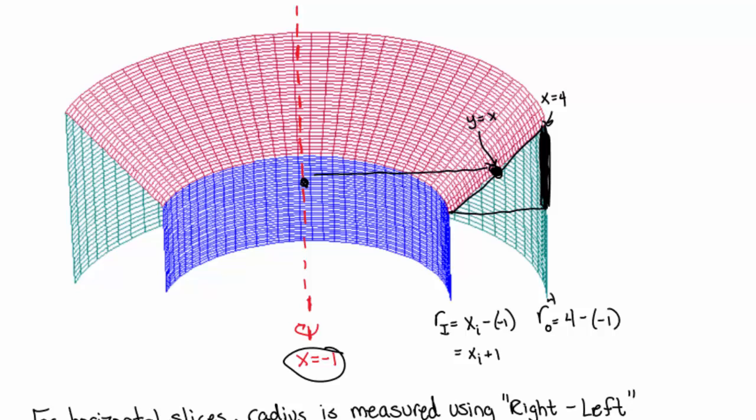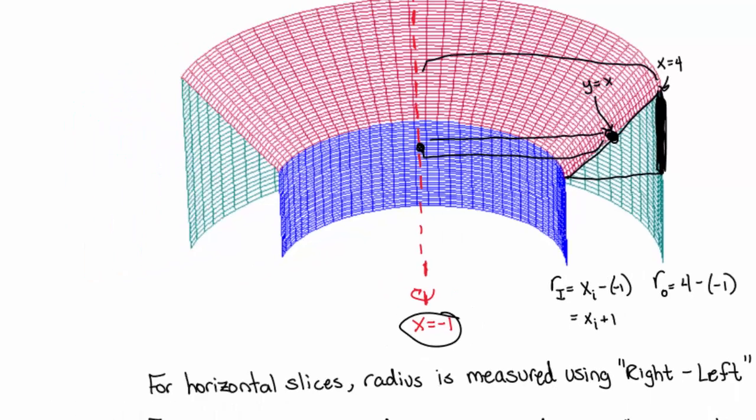So let's go ahead and plug these into the formula. And again, if you're wondering about that, the outer radius is this distance and the inner radius is this distance. The outer radius obviously is 4 minus a -1. The inner radius is whatever this x value is minus a -1. And we don't know the x value, so it's called x sub I.